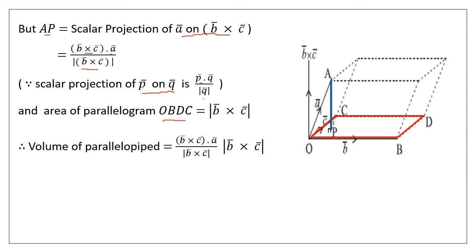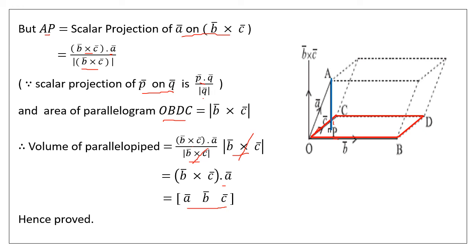Substituting in the volume of parallelepiped, we will get B bar cross C bar dot A bar upon mod of B bar cross C bar into mod of B bar cross C bar. So from this, mod of B bar cross C bar gets cancelled. So B bar cross C bar dot A bar is nothing but the box product A bar B bar C bar. Therefore, the volume of parallelepiped equals the box product A bar B bar C bar. Hence, proved. This is a very important theorem, students.